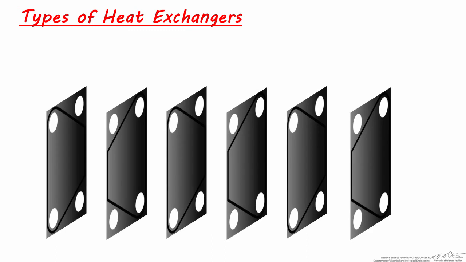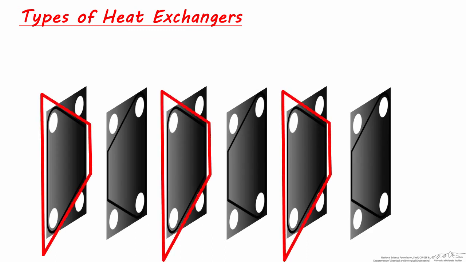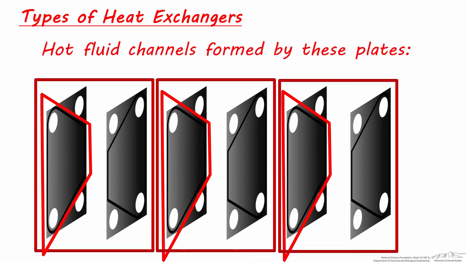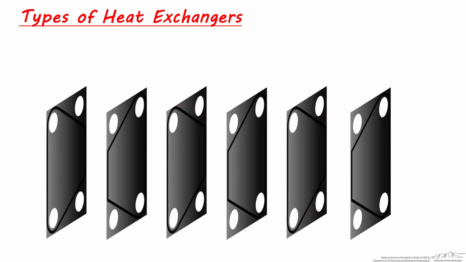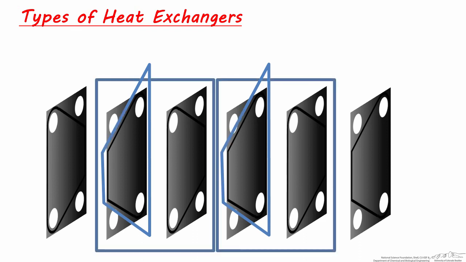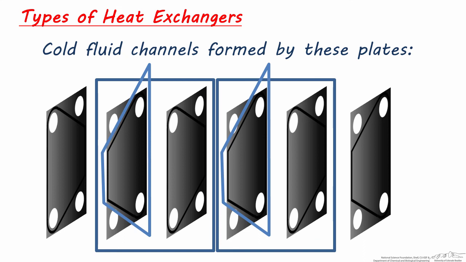If we decide the channels formed by these gaskets will contain hot fluid flow, then these pairs of plates pressed together will be responsible for containing the flow of hot fluid. If we decide then that the channels formed by these gaskets will contain cold fluid flow, then these pairs of plates pressed together will be responsible for containing the flow of the cold fluid.